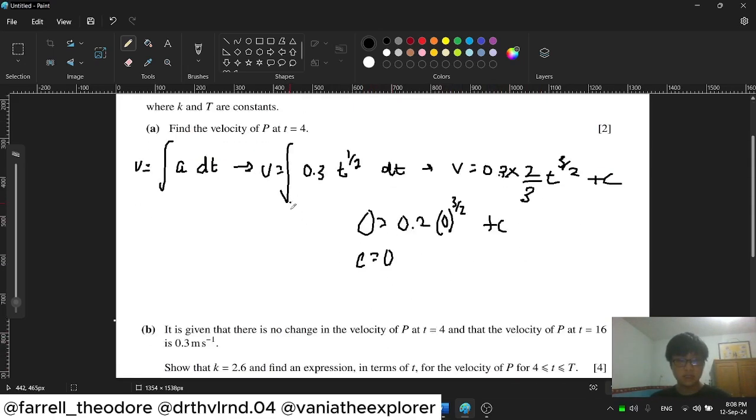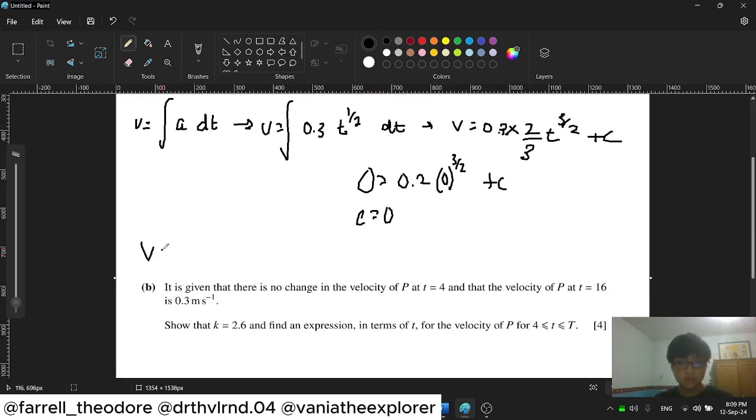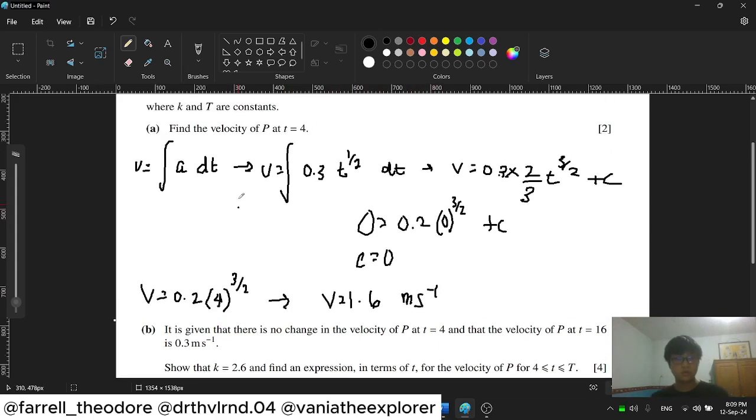And so if t is equal to 4, v is equal to 0.2 times 4 to the power of 3 over 2. This makes it so v is equal to 1.6 meters per second. And this satisfies A because it finds the velocity.